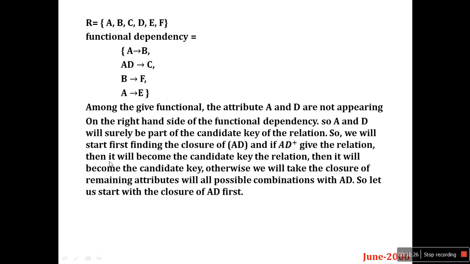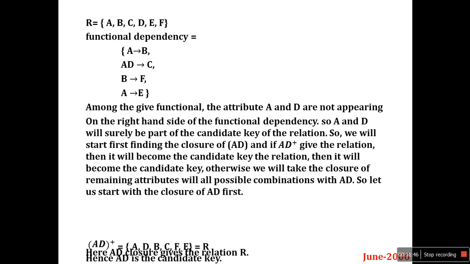So we will first find the closure of AD, and if AD plus gives the relation, then it will become the candidate key of the relation. Otherwise we will take the closures of the possible combinations of the remaining attributes with AD. So let us start with the closure of AD.